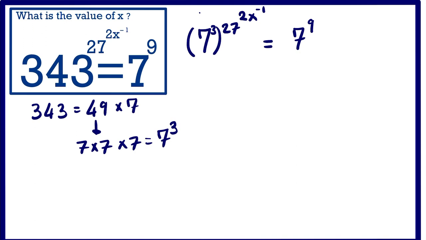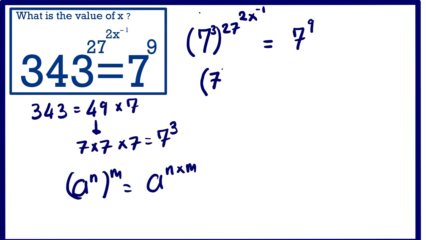So let's apply some laws of indices. So a to the power n, bracket, to the power m is the same as a to the power n times m. So we are going to apply the law here. So if we do that, we are going to have 7 to the power 3 times 27 raised to the power 2x inverse, should be equal to 7 to the power 9.